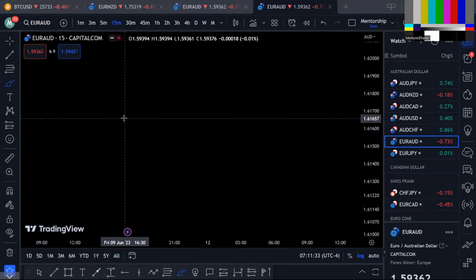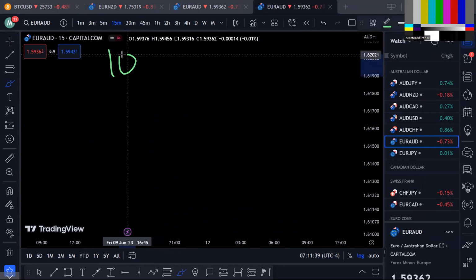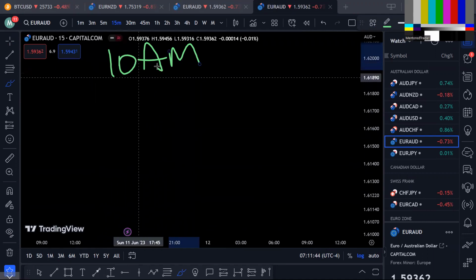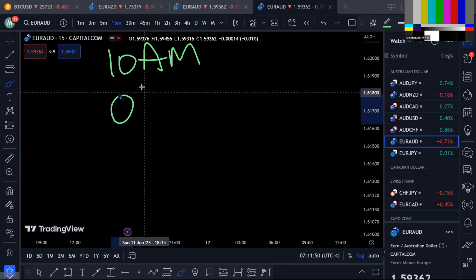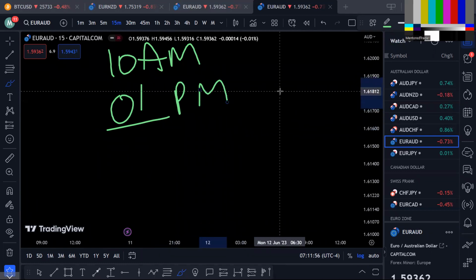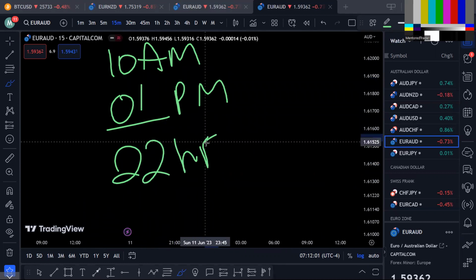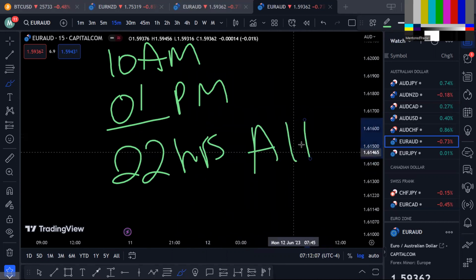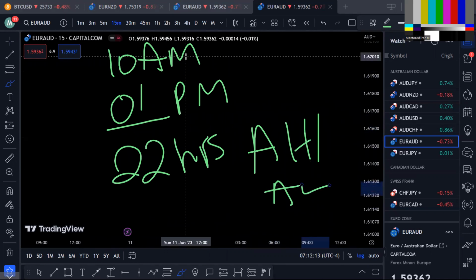I will consider three things. One of them is 10 a.m. We must trade above 10 a.m. Sorry for my funny handwriting. 2, we must retrace at 1 o'clock, 1 p.m. New York time. 3, 2200 hours. 2200 hours must give us the Asian high or Asian low. So these are the three things I look at.